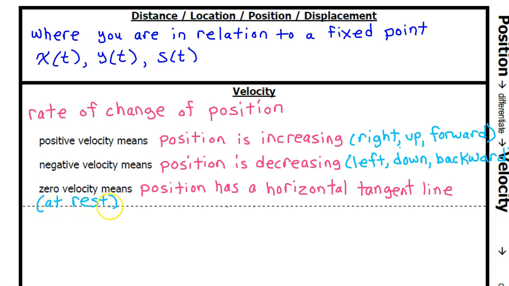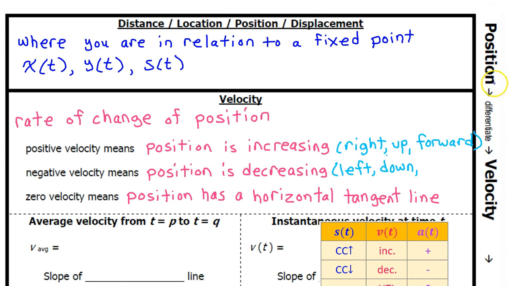This is a key phrase. Whenever you see the words at rest, I want you to automatically think, okay, the velocity is equal to zero. Always keep in mind that the derivative of a position function gives you the velocity function.